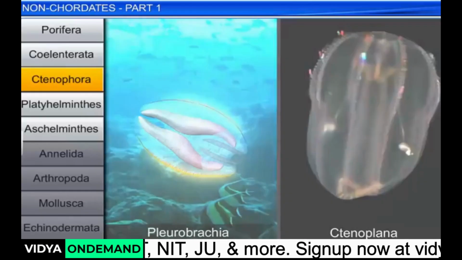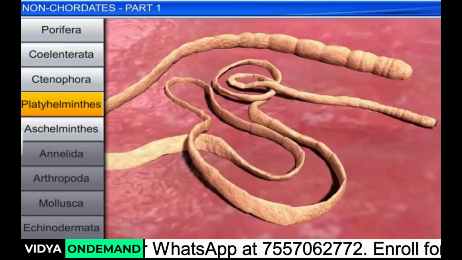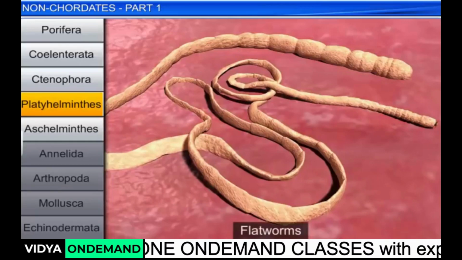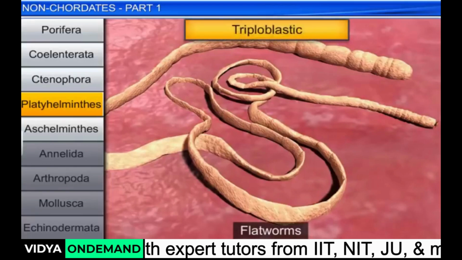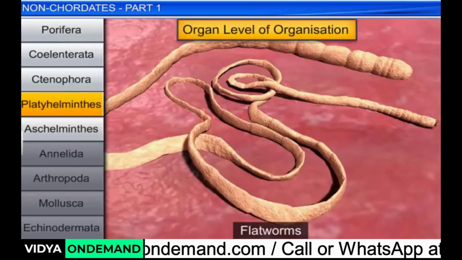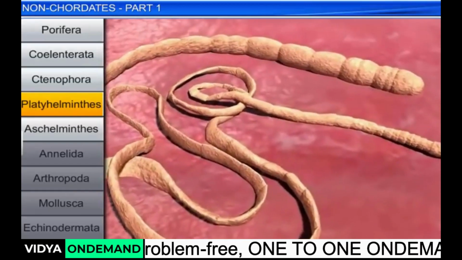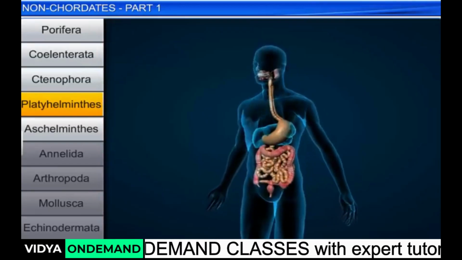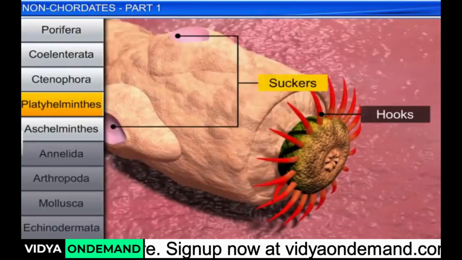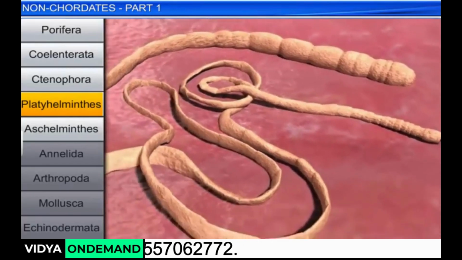The next phylum is Platyhelminthes. These animals have a dorso-ventrally flattened body and are therefore called flatworms. They are bilaterally symmetrical, tripoblastic, acoelomate animals with organ level of organization. Flatworms are mostly endoparasites found in the digestive system of animals, including humans. The parasitic members possess hooks and suckers, and some of them use the surface of their body to absorb nutrients directly from the host.